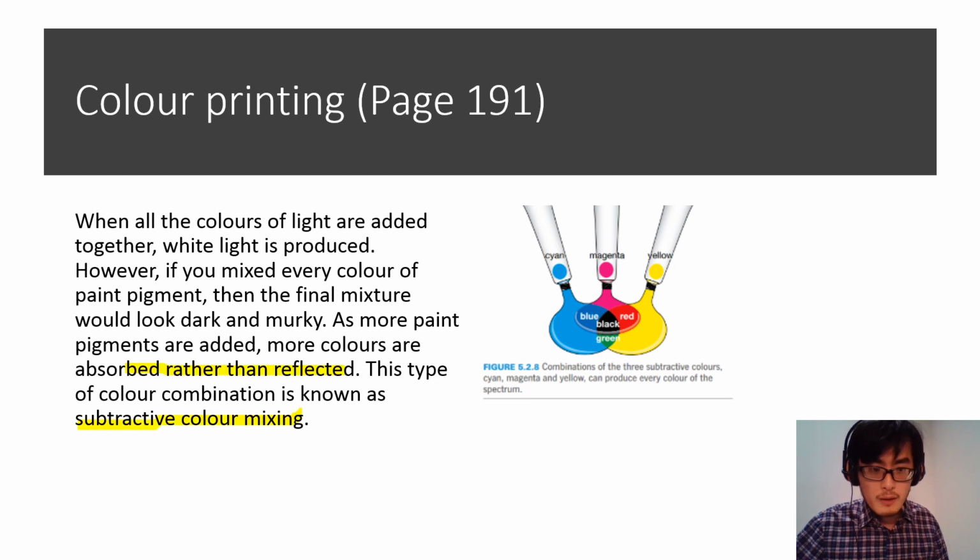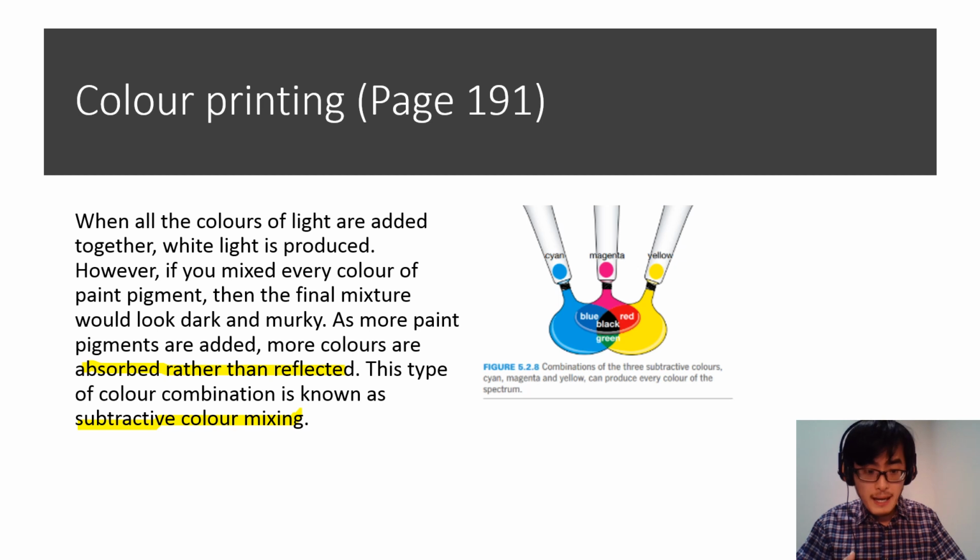So, in general, what we know is that white light consists of a combination of all colors. But if you're actually mixing colors together, you see that the color becomes darker and murky, because it has a lot to do with how the colors are now being absorbed rather than reflected, because you have a lot of pigments that come together. Alright, and this is on color printing.